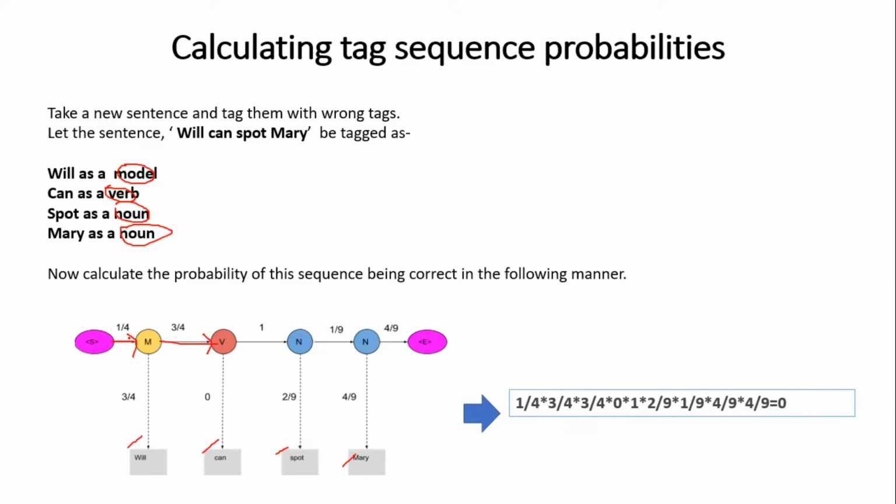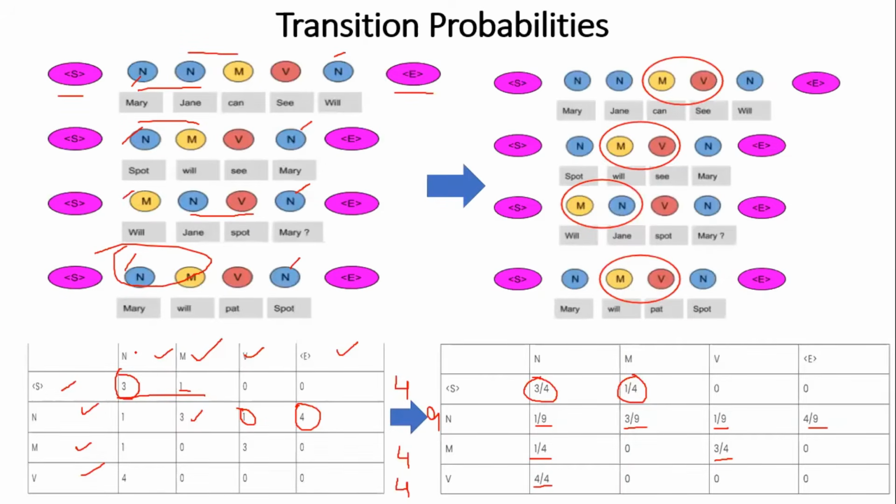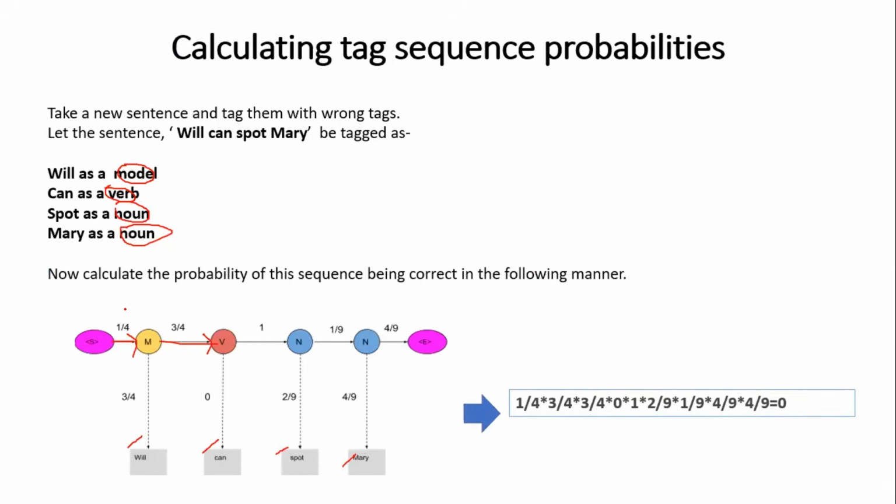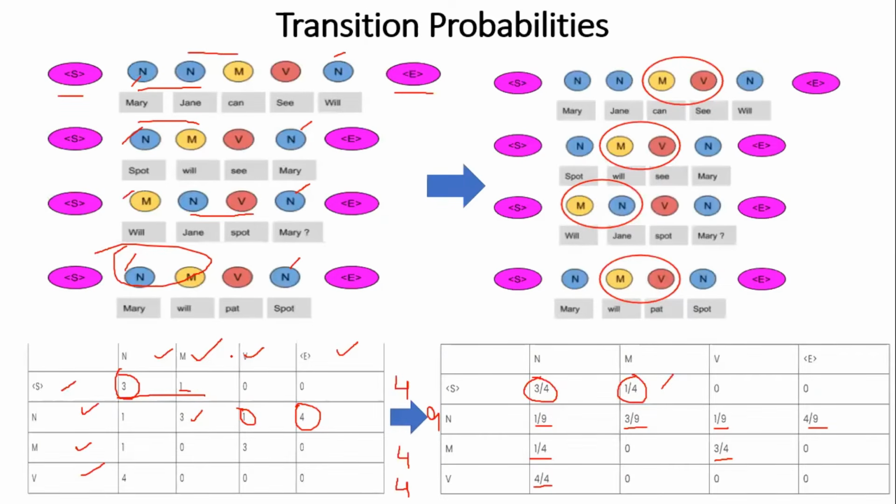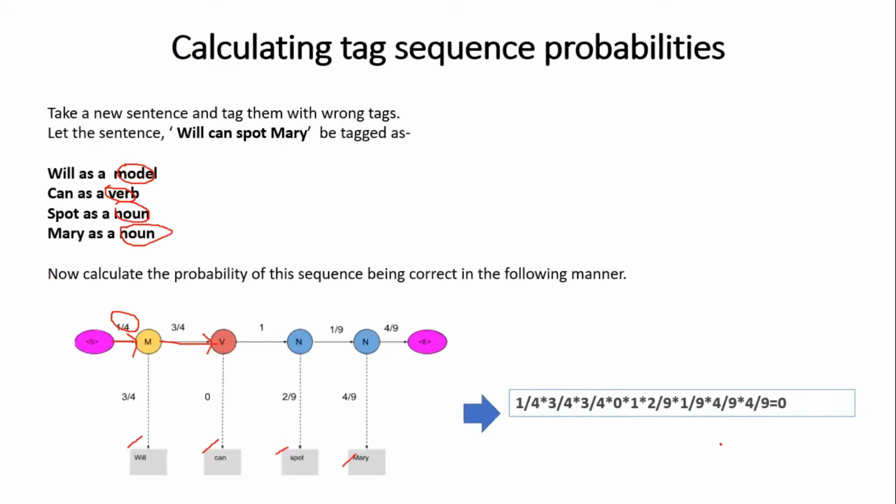So start followed by modal, modal followed by verb, verb to noun, noun to noun and noun to end. So check this probability value, start to modal. Start to modal is 1 by 4, so this value will be 1 by 4. Now take modal to verb. It gives you 3 by 4, so here this value becomes 3 by 4.